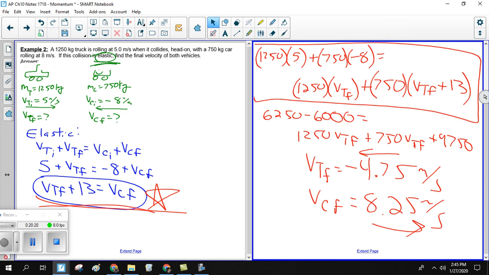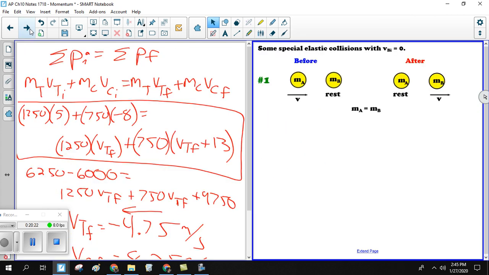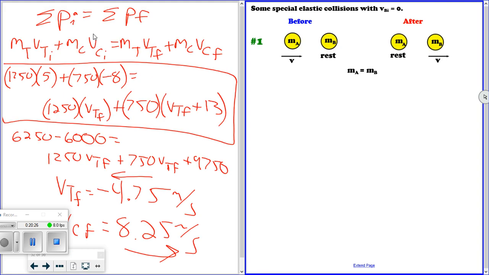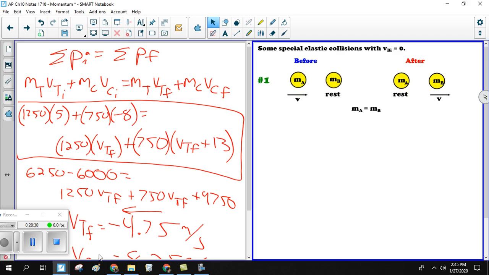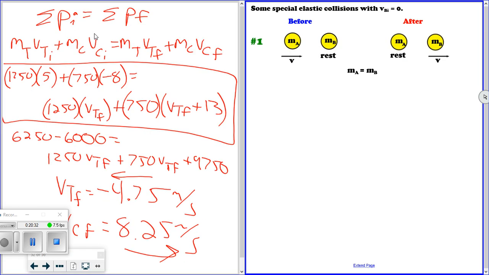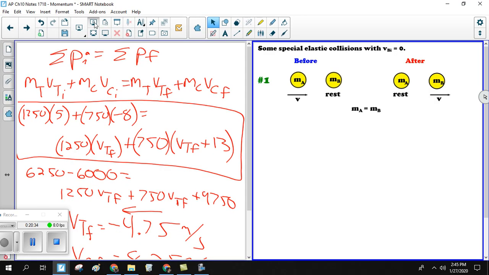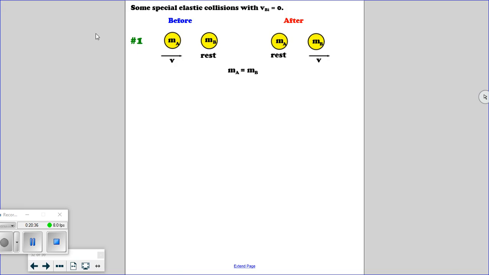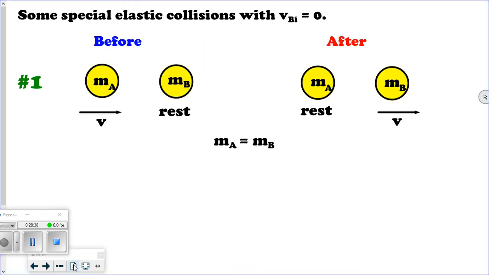All right. Finally, just a couple special cases, and there's nothing really to do here, but I would just make a note of them and just know that they come up from time to time. I wanted to make this single page. Oh, dang it, I did it again. There we go. So some special collisions. All of these collisions have the second object being at rest at the beginning.